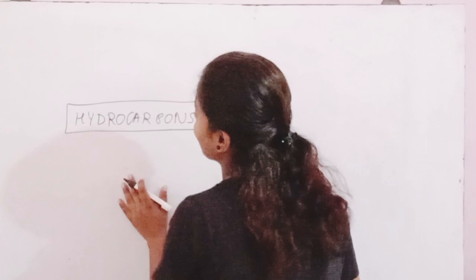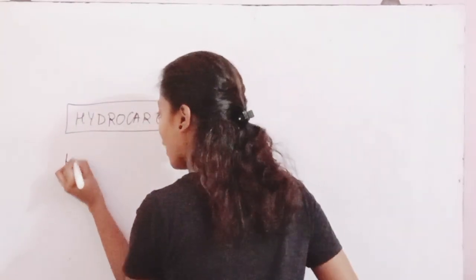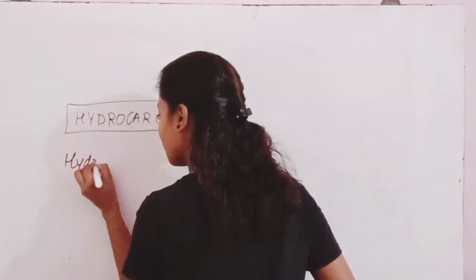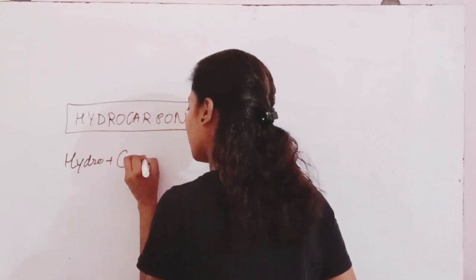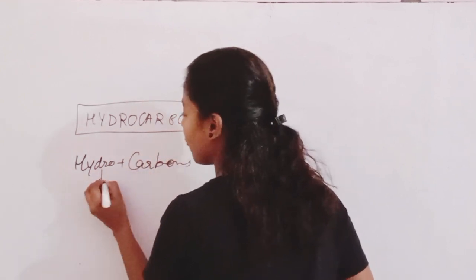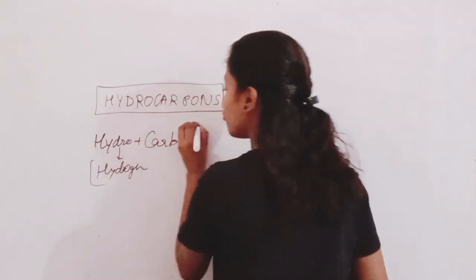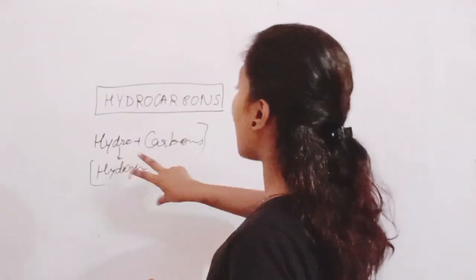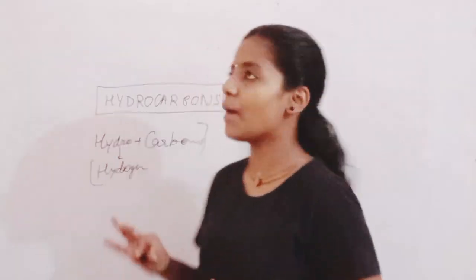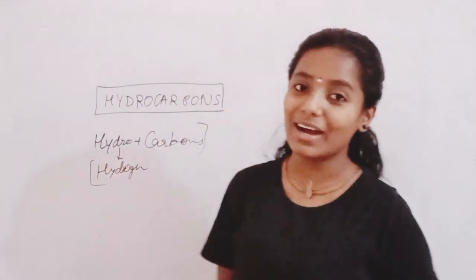So at the beginning of this chapter, what are we going to have in this particular chapter? Compounds made with hydro plus carbons. Hydro means hydrogen. So compounds जो कि आपकी hydrogen and carbon से मिलकर बने हुए हैं, उनकी study I'm going to talk to you about in this particular chapter.